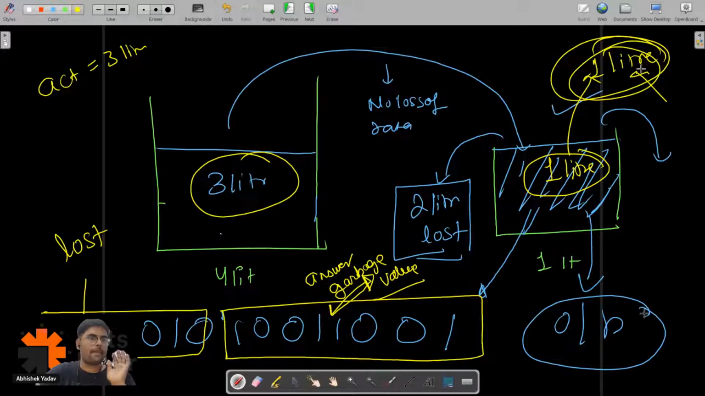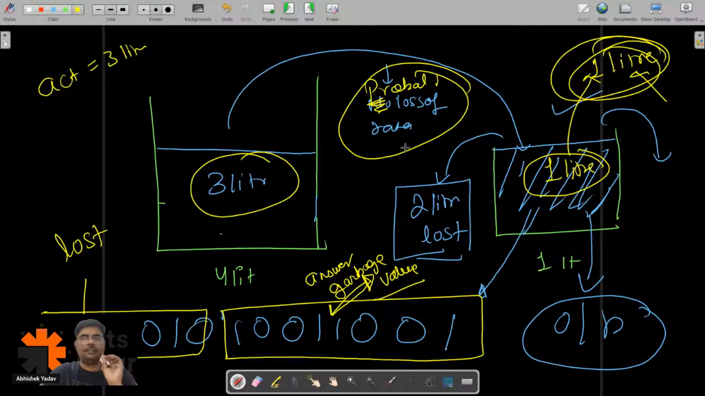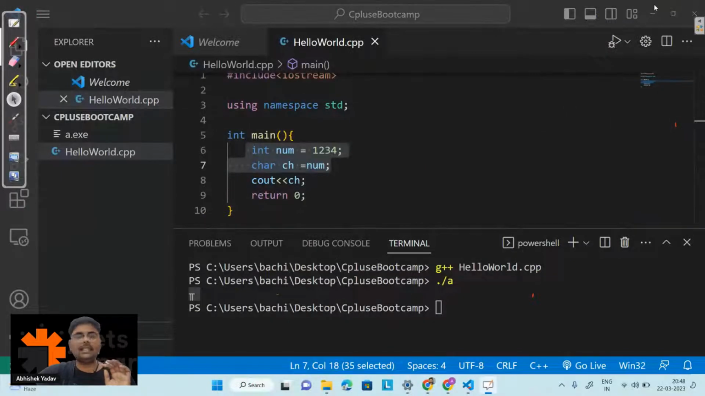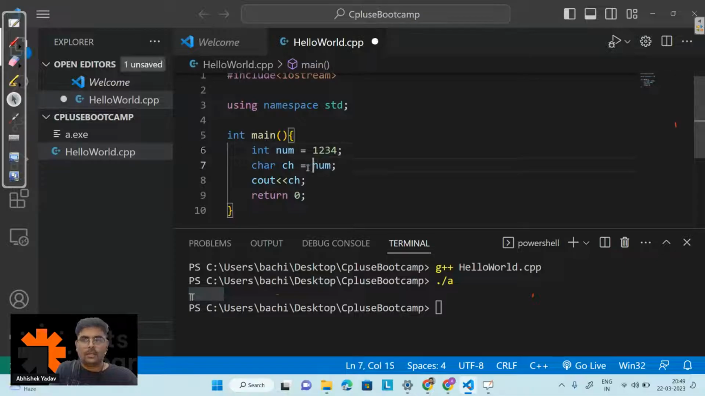Yeah, correct. So when there is a probability of loss of data, my compiler will say, hey, user, please take care of this part. Like in Java, if you are doing this kind of thing, that is, transferring data from a larger data type value to a smaller data type container, you will get the error. But here the compiler is saying, hey, I will print the data and you will get some garbage value here. So what is the best practice?